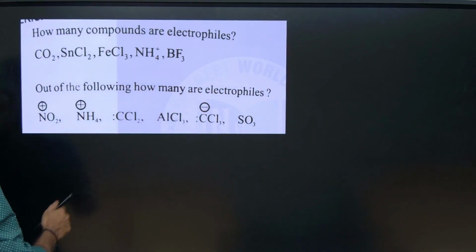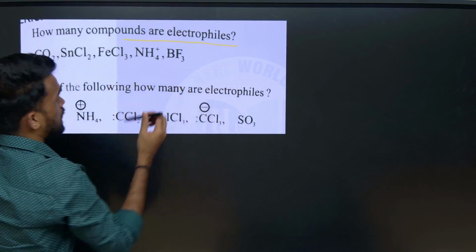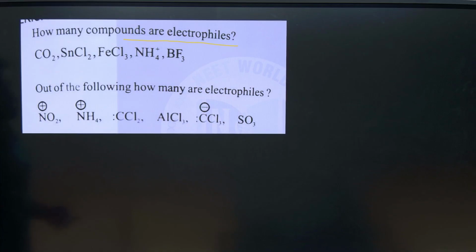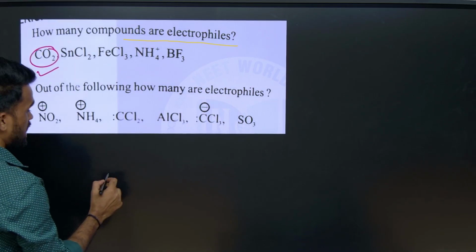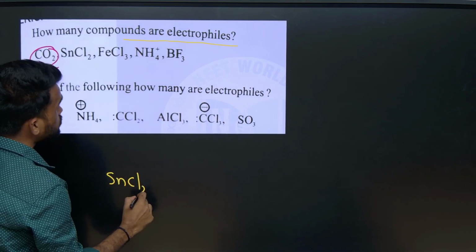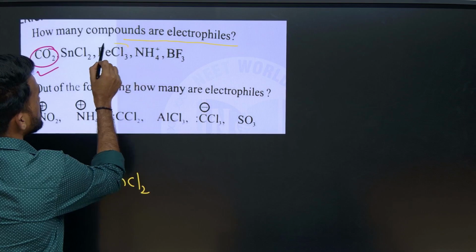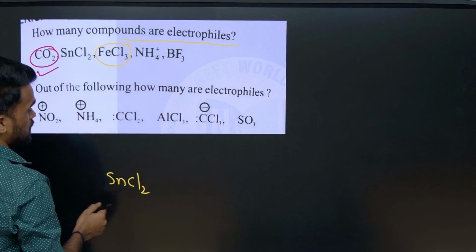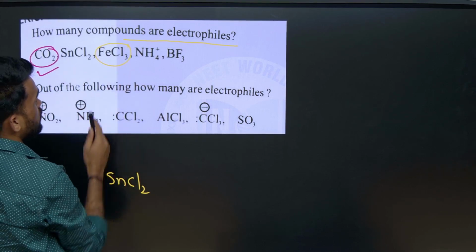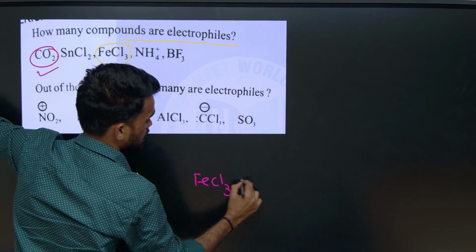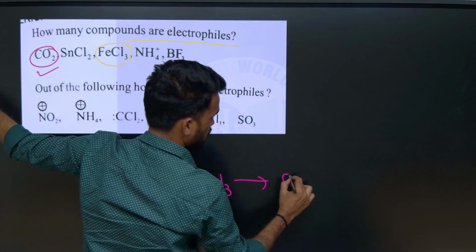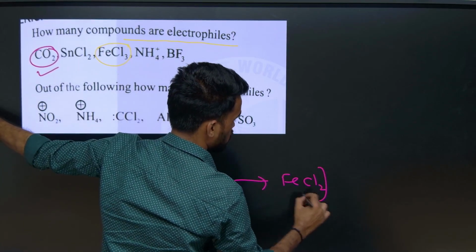Okay. Next, how many compounds are electrophiles here? Tell me how many of them are electrophiles. See, CO2, we already discussed, this is an electrophile. See, SnCl2 is there and here FeCl3 is there. FeCl3, see if we remove this Cl from here, what will we be getting? FeCl2 with some positive charge we will be getting.